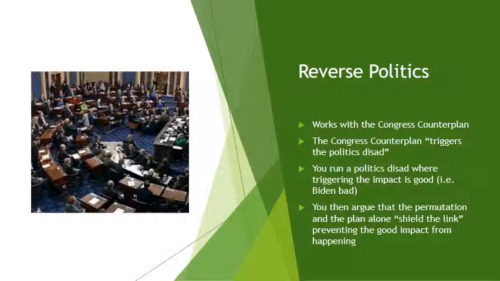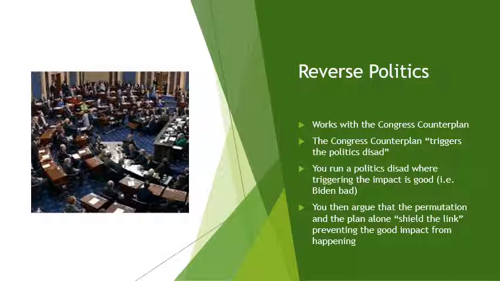The next disadvantage, which is actually a net benefit to a counterplan, is reverse politics. So what someone would do is, you're debating against a Supreme Court case, and you run that Congress should do the affirmative plan. By doing the affirmative plan, Congress would trash the president's power. So you run a politics disadvantage where triggering the impact is good. You would say Biden is bad. We need to hurt Biden. The counterplan hurts Biden.